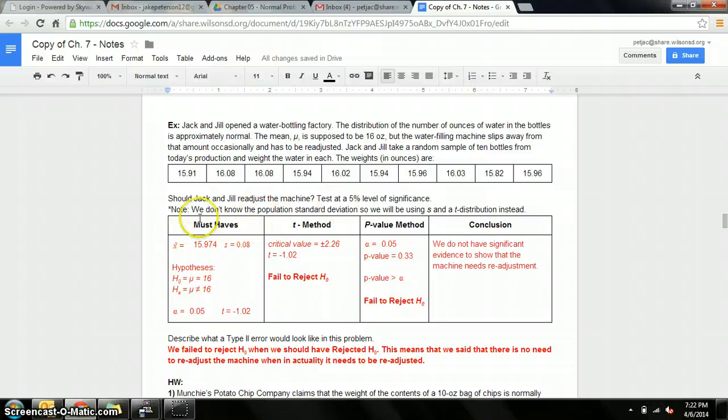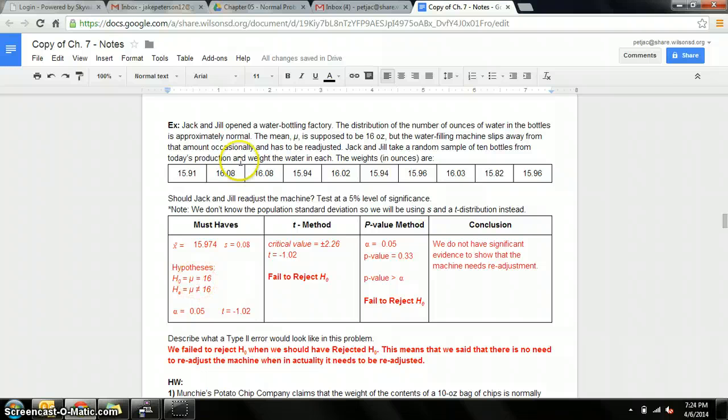Okay. So first thing I do here, as always, is we can go in here and put in our null hypothesis and our alternate, based off the question. It says, should they readjust the machine? Well, they just want to know, is it different than 16 ounces or not? So that would mean that our alternate is that it's not equal to 16 ounces, which would make our null that it is equal to 16 ounces. Okay, so remember, that would make it a two-tailed test here.